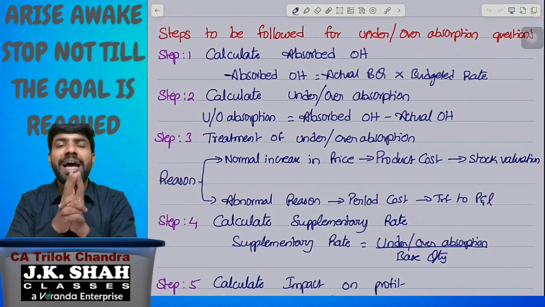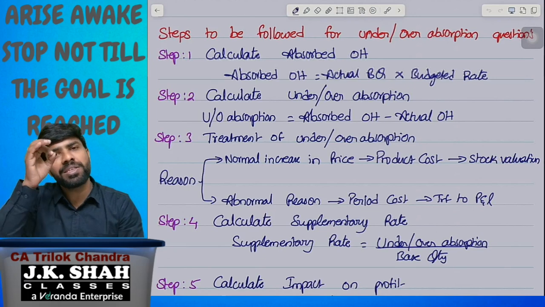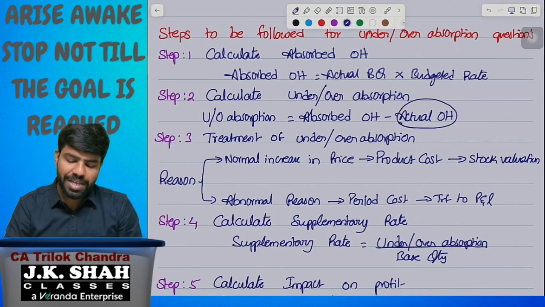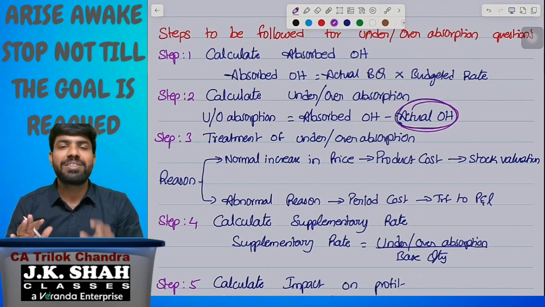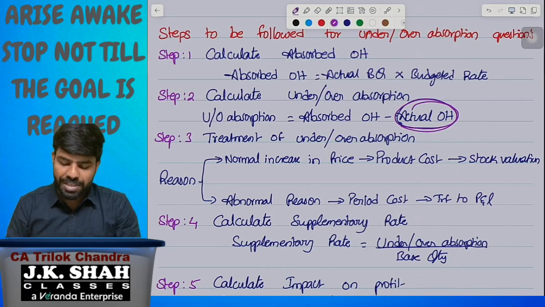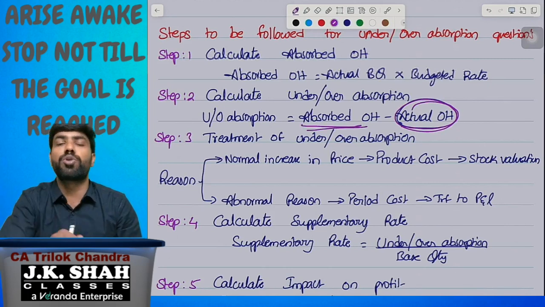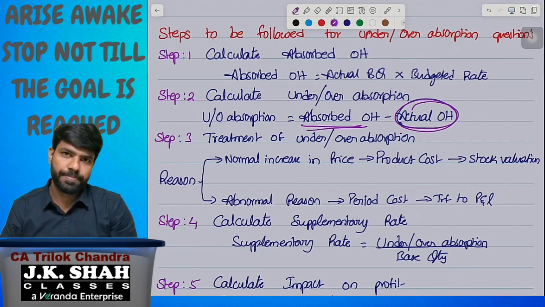Again, I am telling you, this under or over absorption is possible in cost books, but not in the financial books. In financial books, we will always account the actual overheads. There will be no change in the actual overheads accounting in financial books. Mistake or error happens in the cost books. They are accounted in the name of absorbed overheads. The difference is called under accounting or over accounting in cost books.